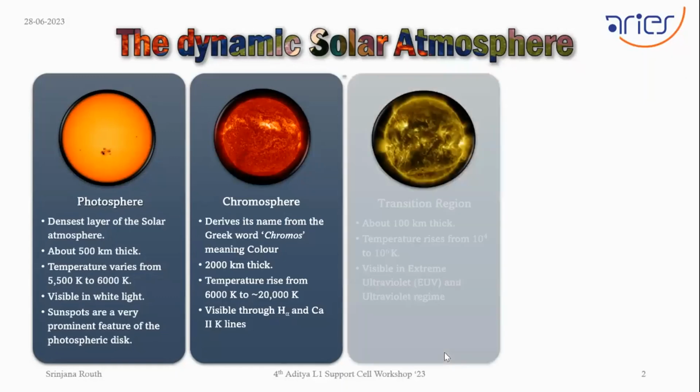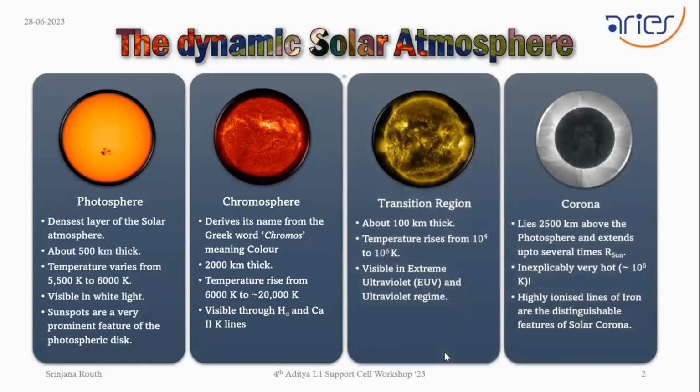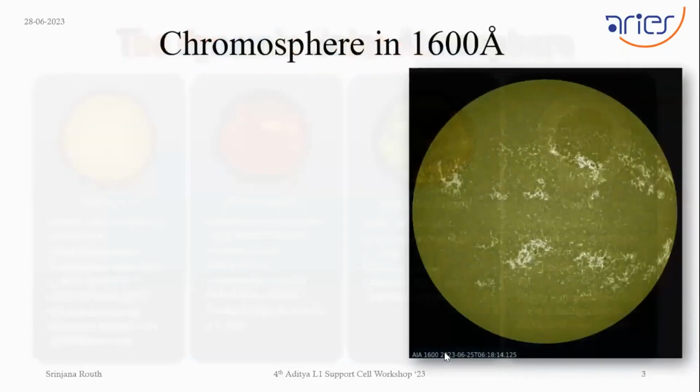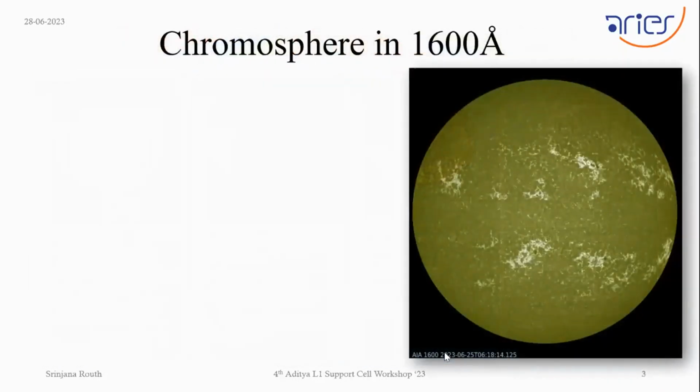Now from the chromosphere, we have the transition region, and the transition region is the thinnest part of the solar atmosphere, only about 100 kilometers thick. But through the transition region into the solar corona, which is the sparsest layer of the solar atmosphere, we see a rise of the temperature to an order of 10 raised to 6 Kelvin. Now that we know that, let's look into our specific project.